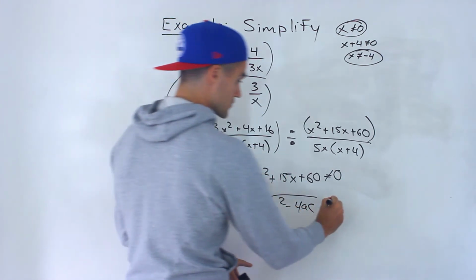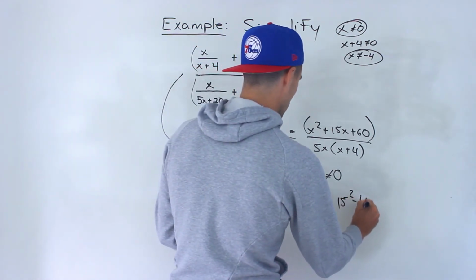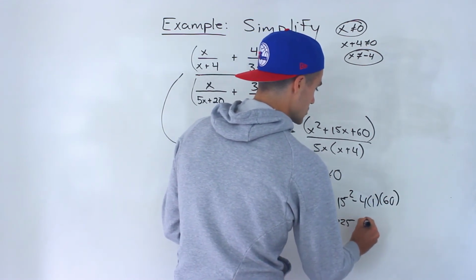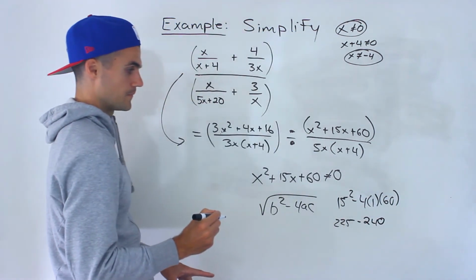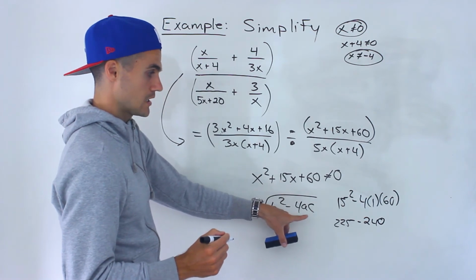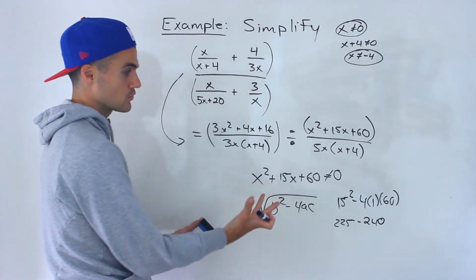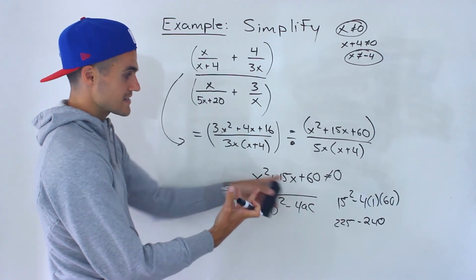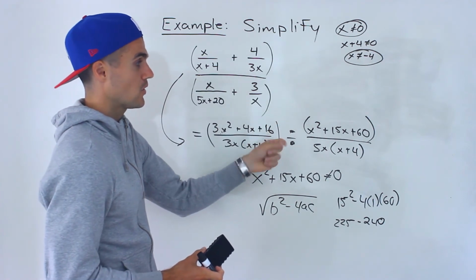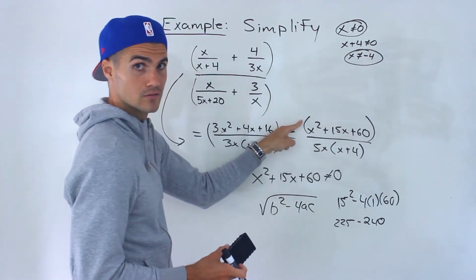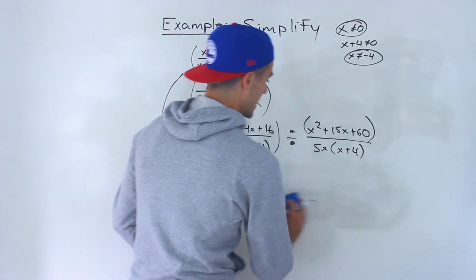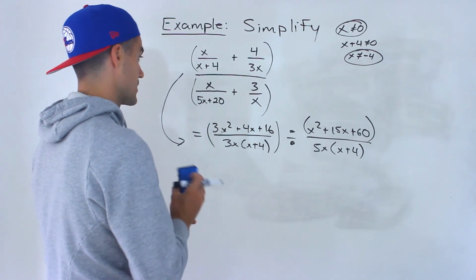This is going to be negative because we're going to have 15 squared minus 4 times 1 times 60, which would be 225 minus 240. So that discriminant is going to be negative 15, can't square root a negative number. So there's no x values for this quadratic that's going to make it equal to 0, hence there's no restrictions that we can get from this numerator over here. So those are the two restrictions. X can't be 0, x can't be -4.